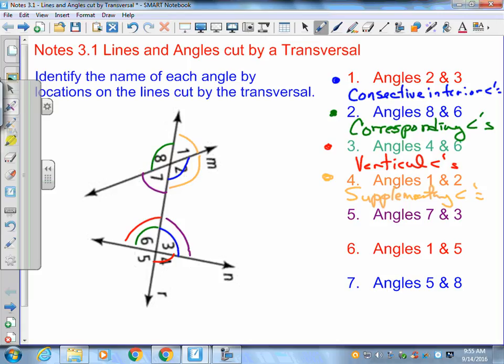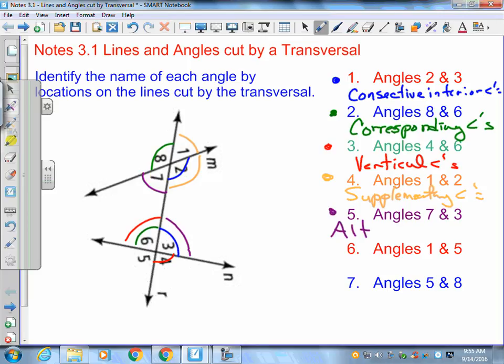Are they on the same side of the transversal, or are they on the opposite sides? All right. So that sounds like it might be alternating. Are they interior or exterior or both? They're both interior. They're both between the lines. They're between this line M and this line N. So they're inside the two lines, but they're alternating on each side of the transversal. That makes it alternate interior angles.